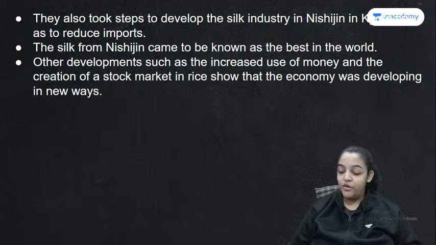They developed the silk industry in Nishijin, and it was so well developed that it actually came to be known as the best in the world. And there were some other developments as well. There was increased use of money, there was growth of the stock market. All of that was happening. Is this clear, guys? If there's any doubt, please do let me know.